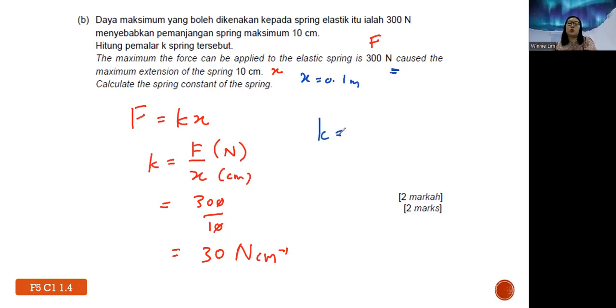Let's say you change to SI units, then your K becomes 300 divided by 0.1, and then you will have 3,000 Newton per meter. So nothing wrong, you can give this. That's why your answer must always come with a unit. Without a unit, it is considered wrong.